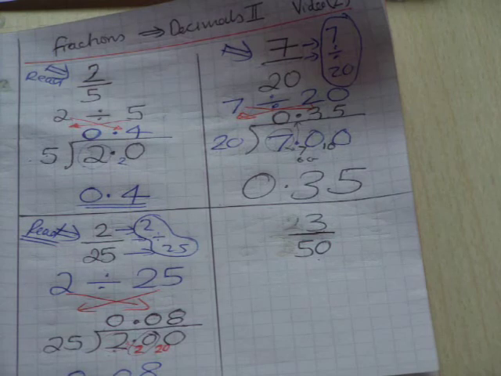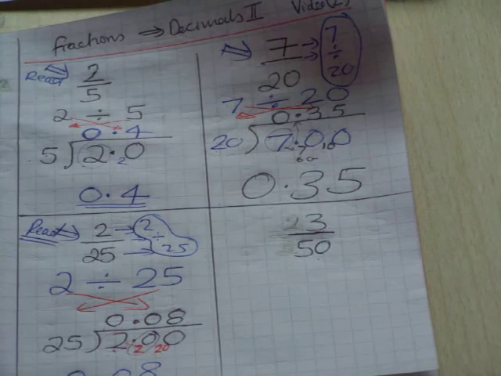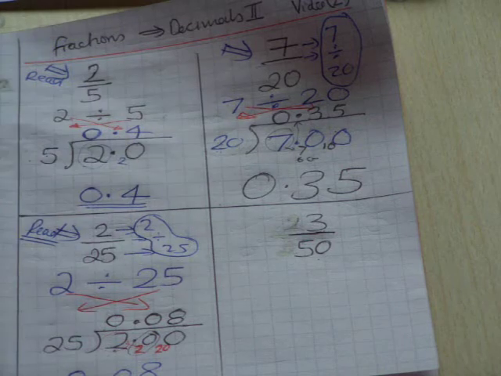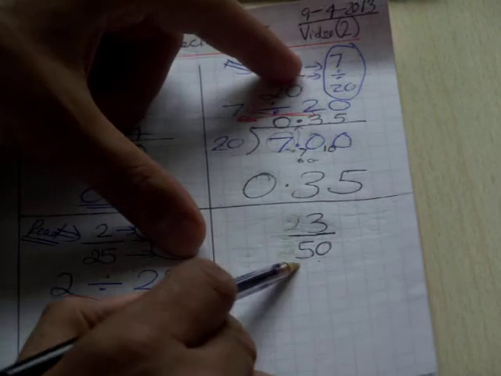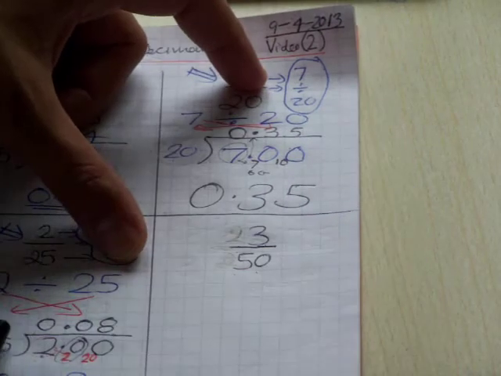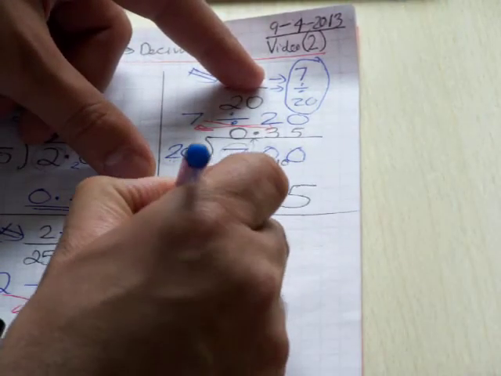Done. I hope you are benefiting from these videos. We've made questions that look quite complicated in a nice and easy fashion. Done. Next fraction, 3 over 50. Let's read it again. It's all about reading.